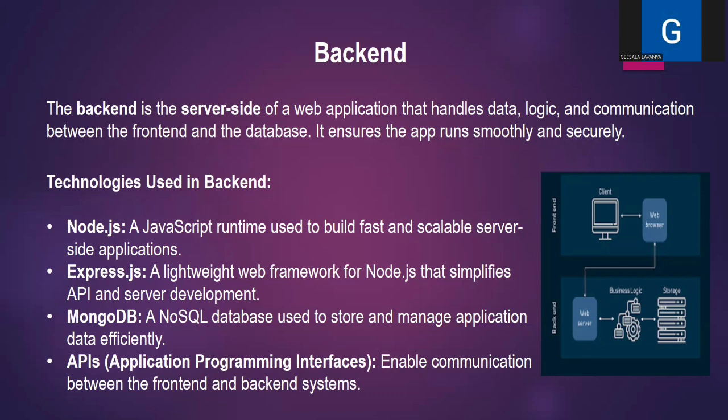The backend responsibilities included creating REST APIs for user authentication, listing management, search, and bookings. We used Node.js with Express.js to structure routes and middleware. Key backend features include input validation, JWT based authentication, error handling, and connecting to MongoDB. We organized code into models, controllers, and routes for clarity and maintainability.